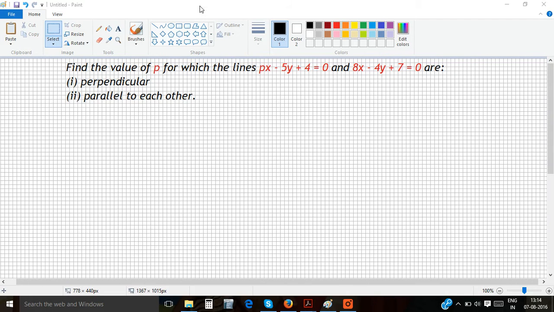Hi, today we are going to try and solve this particular problem, and it's a problem that's part of a chapter called Equations of a Line. So the sum, I'm going to read it out.